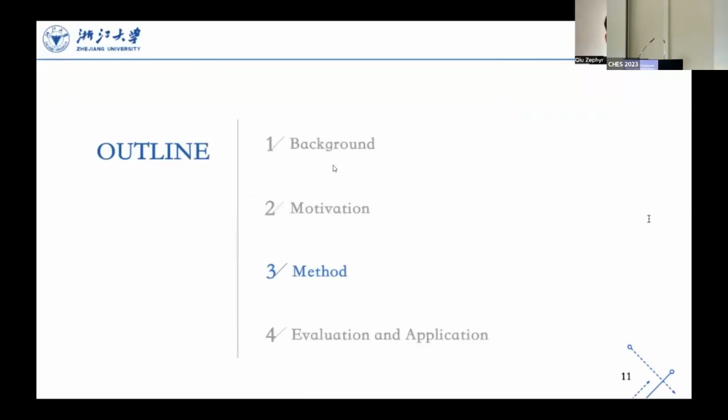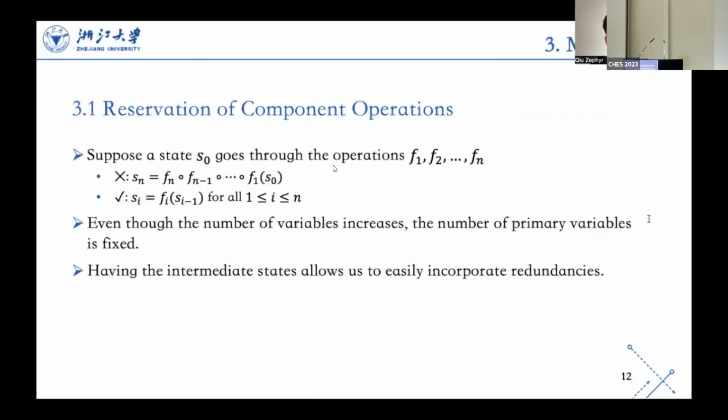Next, we'll take a look at the methodology of RFA. As stated before, since the primary variables are fixed, having more constraints and intermediate variables may not harm the solution process. Moreover, after explicitly expressing the intermediate states in the system, we are able to easily incorporate redundancies, which will be discussed in the following sections. So if a state S0 goes through the operations F1, F2, and so on, the equations we put in the system will be Si equals Fi of Si minus 1 for all i, rather than the single long equation Sn equals Fn of Fn minus 1, and so on, F1 of S0.